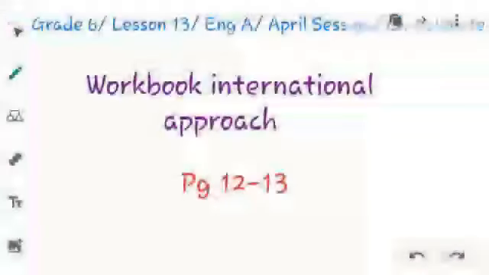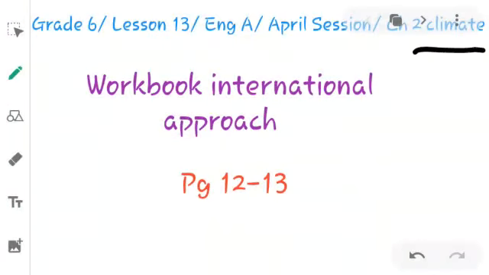Today we are going to study chapter number 2, climate, of the workbook International Approach, pages 12 and 13. On page number 12, our first exercise is to fill the gaps by using student book page number 33. You have to fill the gaps by using these words. You have to put all these words in the blanks.